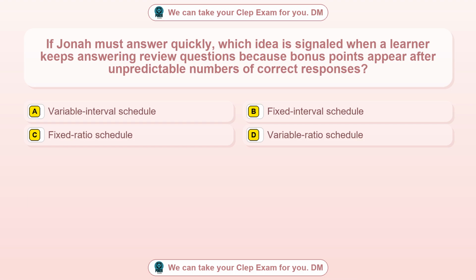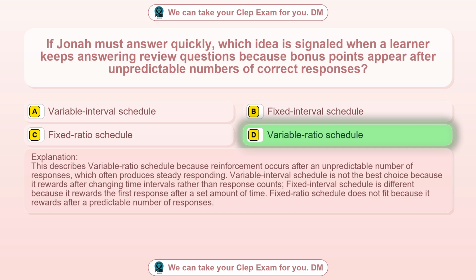Question 7. If Jonah must answer quickly, which idea is signaled when a learner keeps answering review questions because bonus points appear after unpredictable numbers of correct responses? Option A, variable interval schedule. Option B, fixed interval schedule. Option C, fixed ratio schedule. Option D, variable ratio schedule. The correct answer is option D, variable ratio schedule.